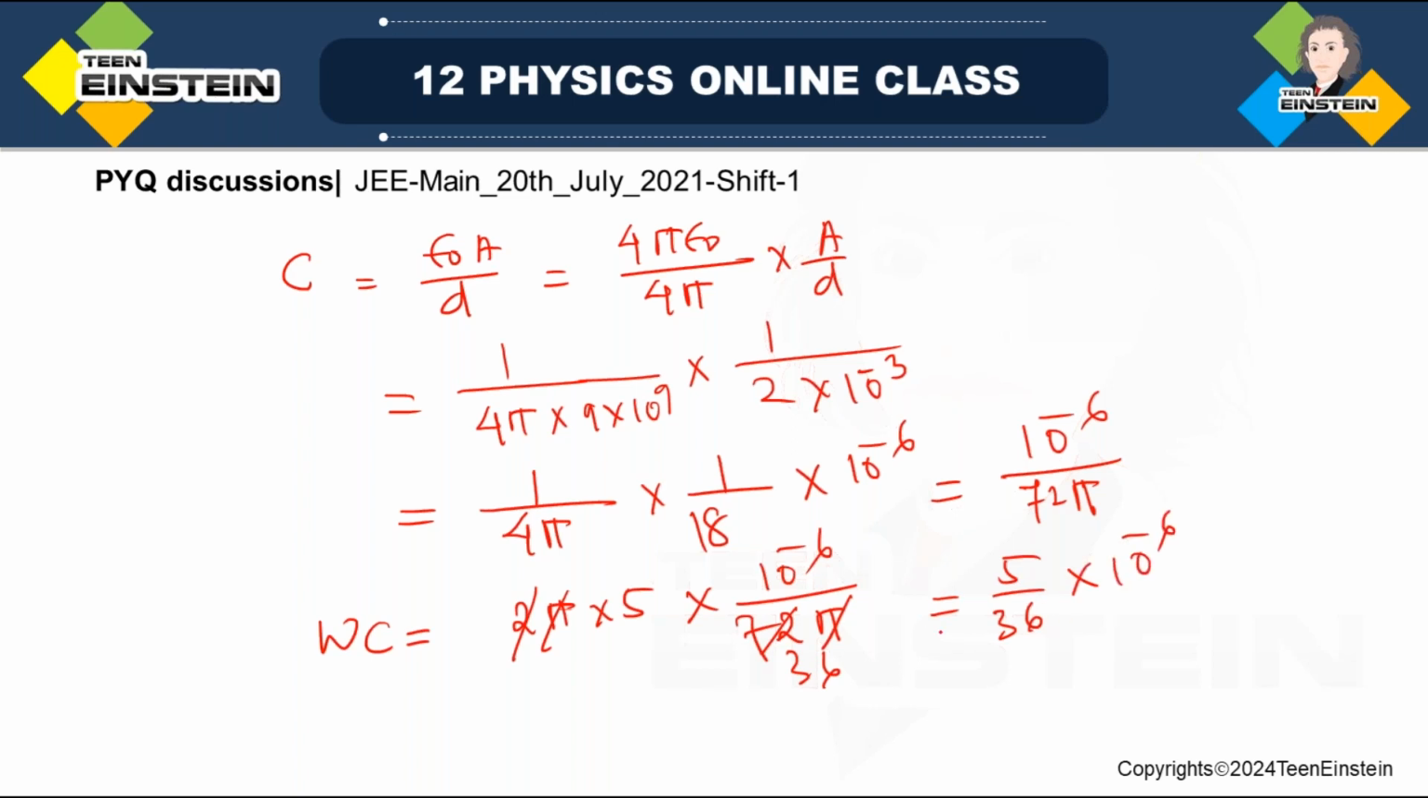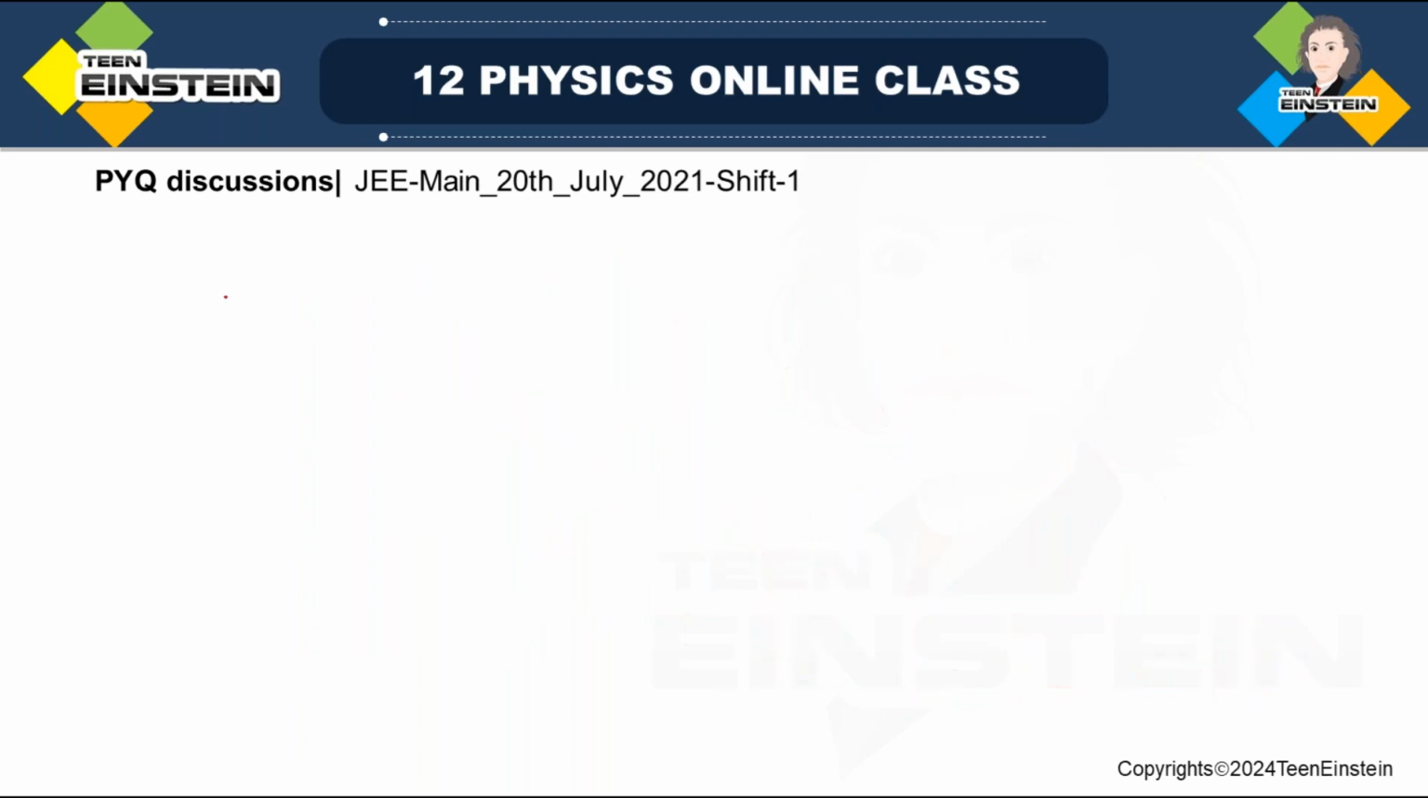Now let us go to 1 over. So xc is 1 over omega c. That means 1 over omega c. So this is in the numerator. So you will get 36 divided by 5 into 10 to the power minus 6. Okay, I got the point where I was doing the mistake.